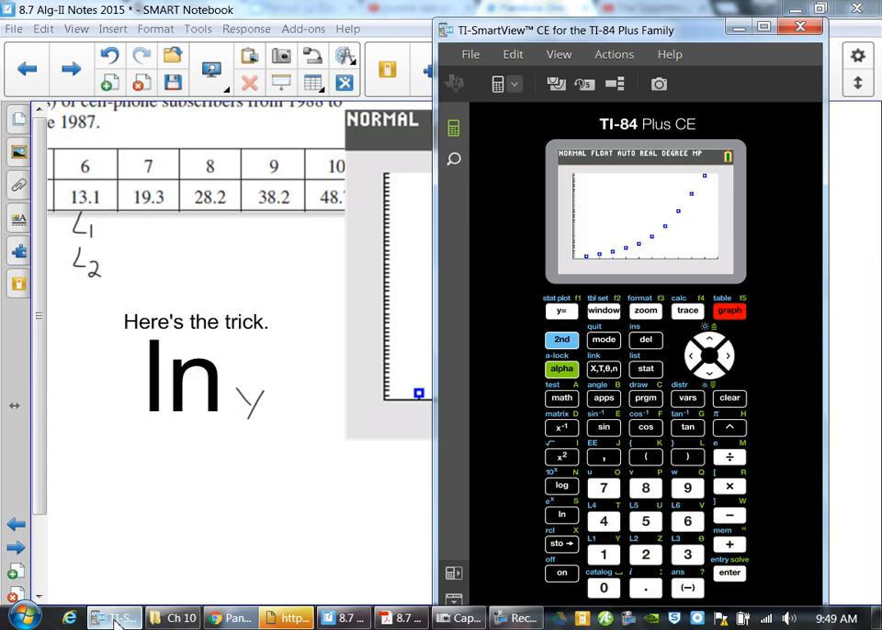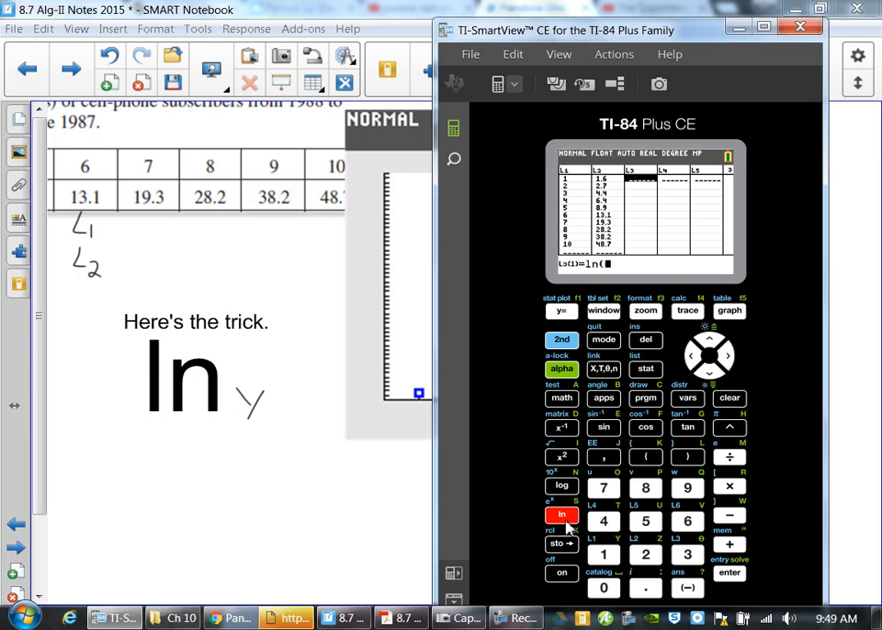If we go back to our stat, we want to edit, and I want to make an L3. What I'm going to do in this column is take the natural log of everything in the second column. So I'm just going to take natural log 1.6, enter. Natural log 2.7. All the way down. It does take a little bit.